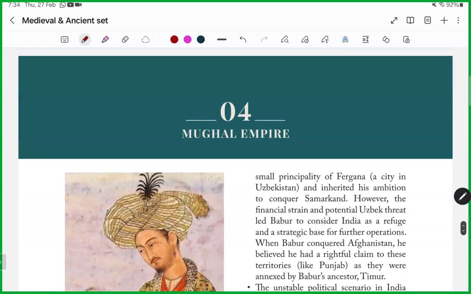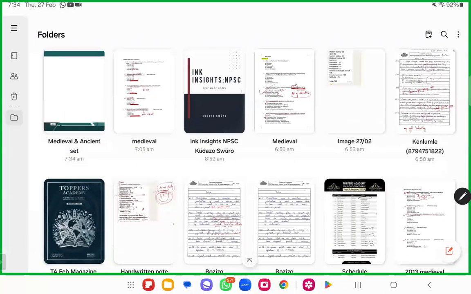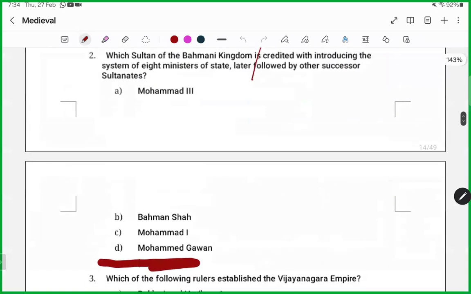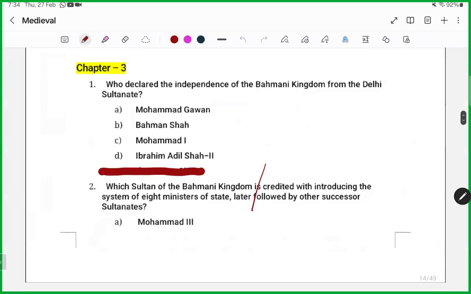Here we will study about the Mughal Empire. But before that, let's solve a few questions after each chapter as we do every day. So, who declared independence of the Bahmani kingdom from the Delhi Sultanate?